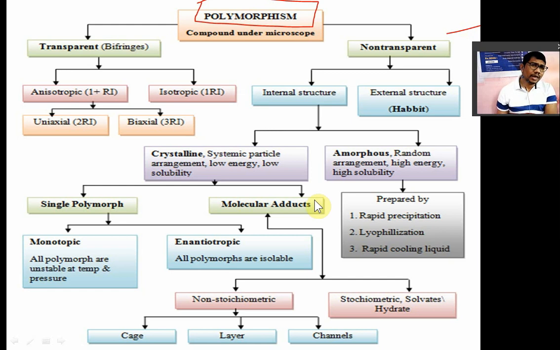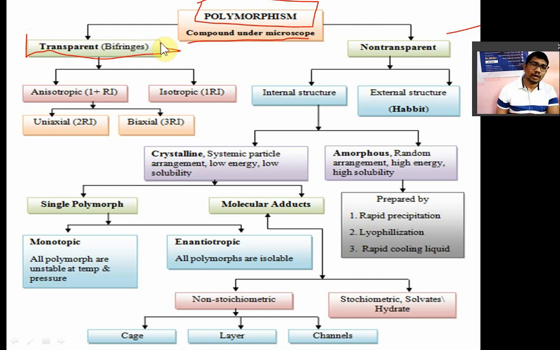Existence of a compound in a different crystalline form is known as polymorphism, or if a compound crystallizes in a different crystal form, it is known as polymorphism. So you have to take a compound and observe it under a microscope. Now if the compound is transparent, it is known as birefringent.